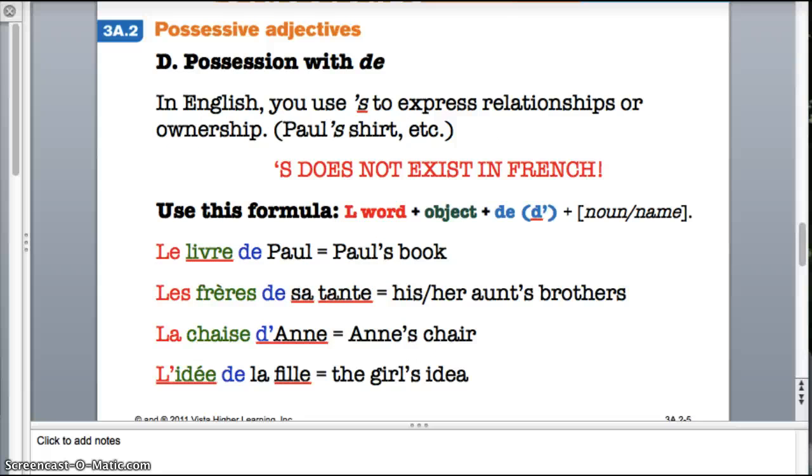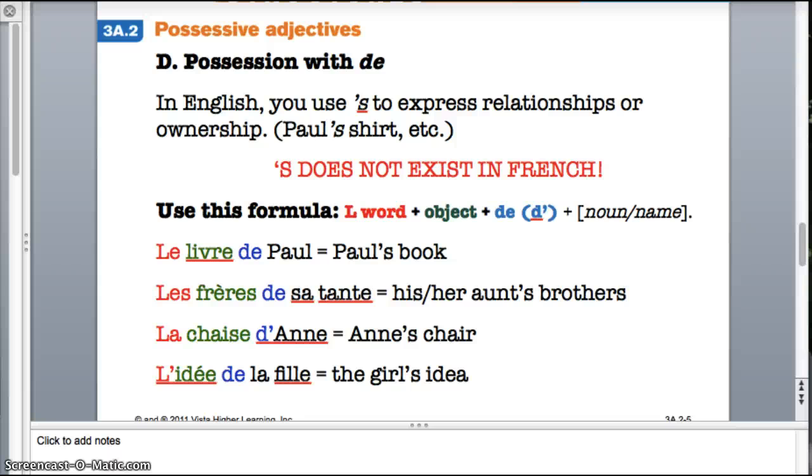There's another way to do possession in French, and it's very different from the English form. In English, you can use an apostrophe S to express relationships or ownership. Paul's shirt, etc. However, the apostrophe S does not exist in French, and there's a formula that you use instead. So never, ever, ever in a French situation will you see anything like an apostrophe S.